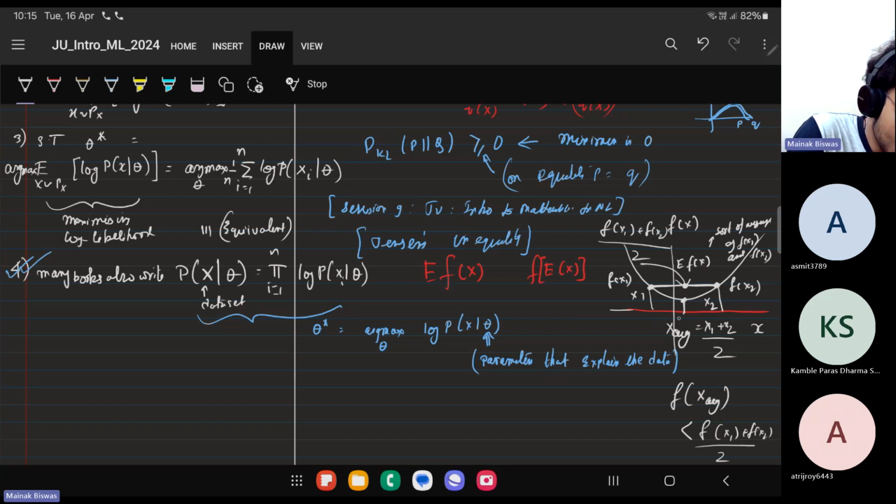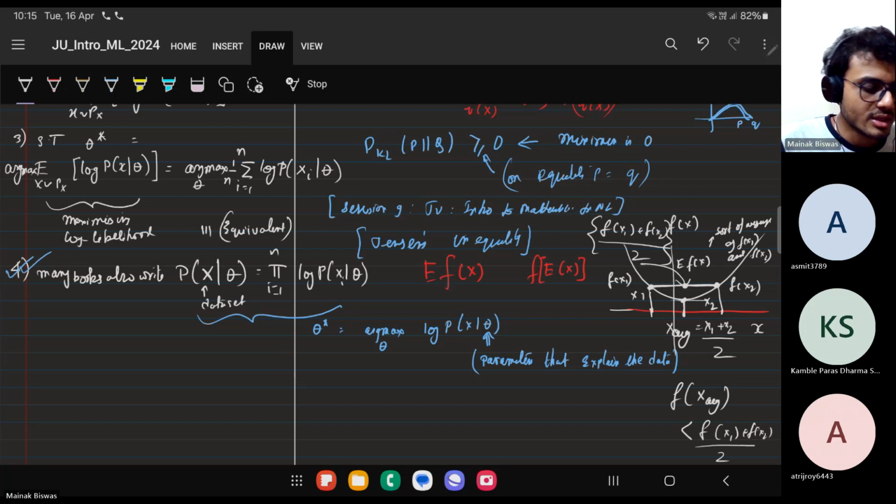Similarly, this is x1, this is x2. This point on the x-axis is (x1 plus x2) by 2, and f of that is this point, which is below (f(x1) plus f(x2)) by 2. So this (f(x1) plus f(x2)) by 2 is similar to the expected value of f(x), right? Yes or no? If f is a convex function.